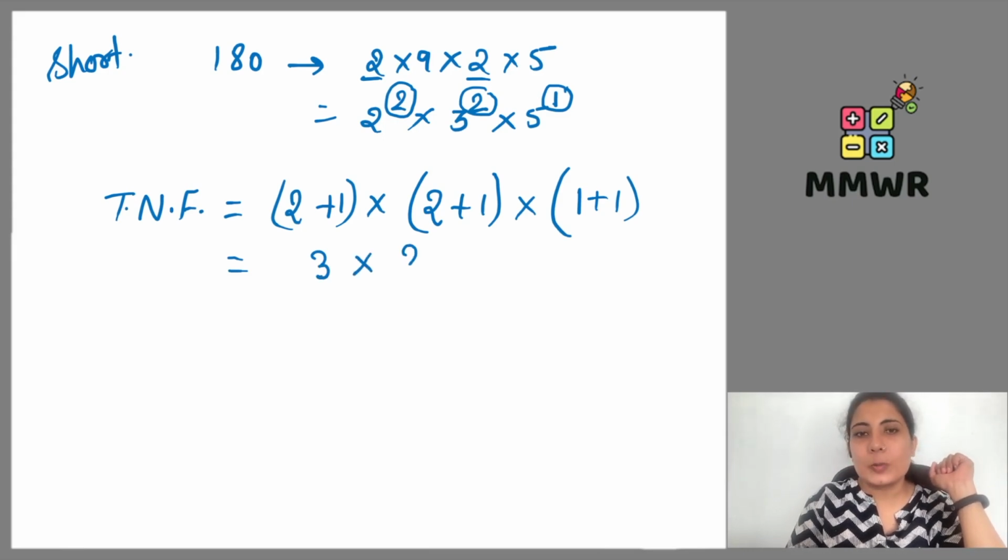Multiplication sign as it is, 2 plus 1 is 3 here. Multiplication sign as it is, 1 plus 1 is 2 here. 3 3s are 9, 9 2s are 18. That means total number of factors, how many are there? 18 total factors are there.